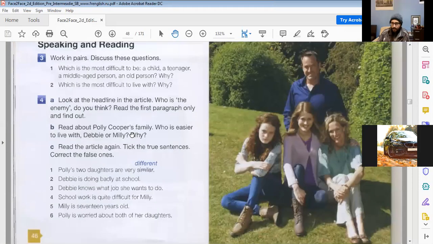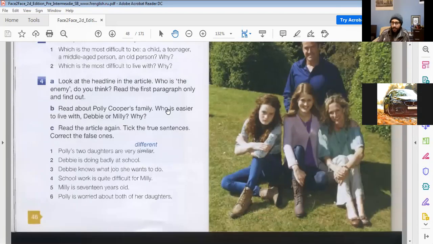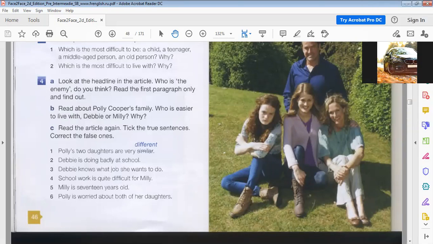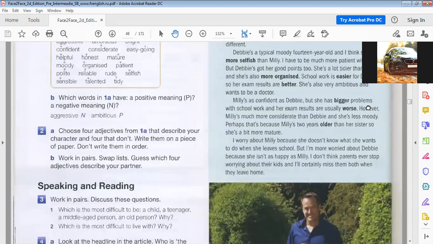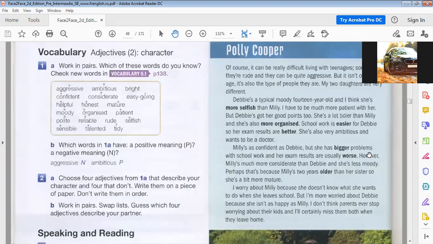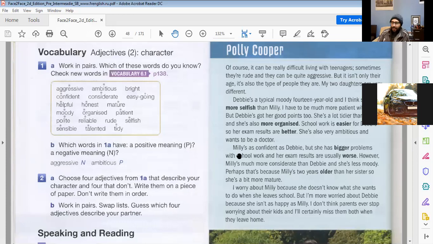We already covered question number 4A. The enemy is teenagers. Now the first question is, who is easier to live with? Is it Debbie or Millie? Can you remember who is easier to live with? I think maybe Debbie. Are you sure? Debbie is moody. Ah, okay, Debbie is the moody one. Millie is the older sister. But which one is easier to live with? This is the question.